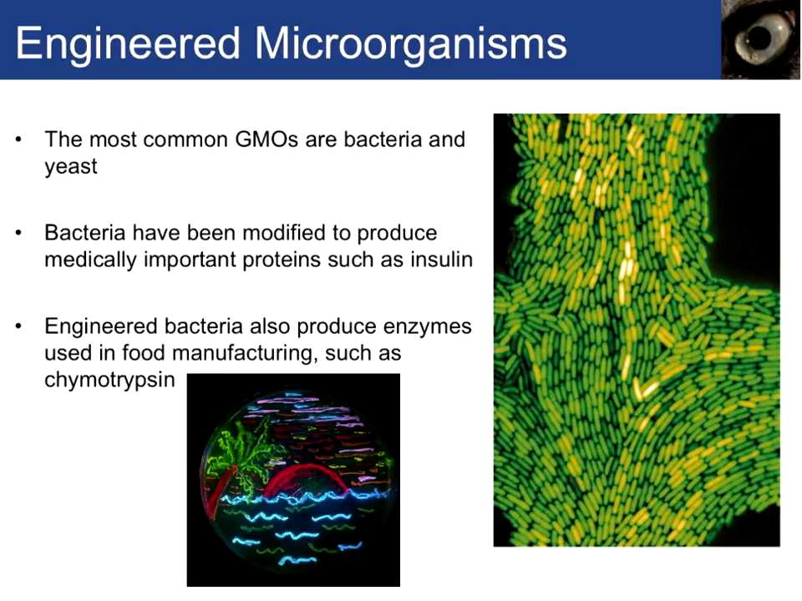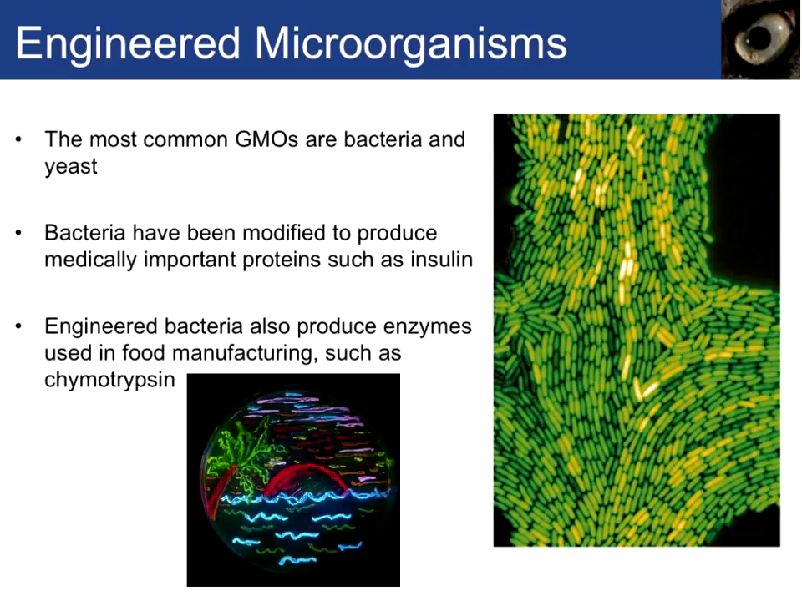The most common GMOs are bacteria and yeast, like bacteria, that have been modified to produce medically important proteins such as insulin. Engineered bacteria also produce enzymes used in food manufacturing. This includes chymosin, which is used to make cheese. These proteins used to be extracted from animals. For instance, we used to extract insulin. This was a much more expensive process, and also animal proteins can cause allergic reactions.